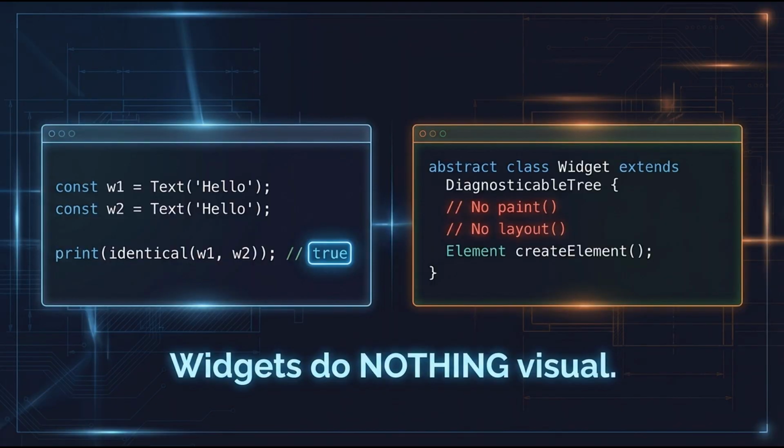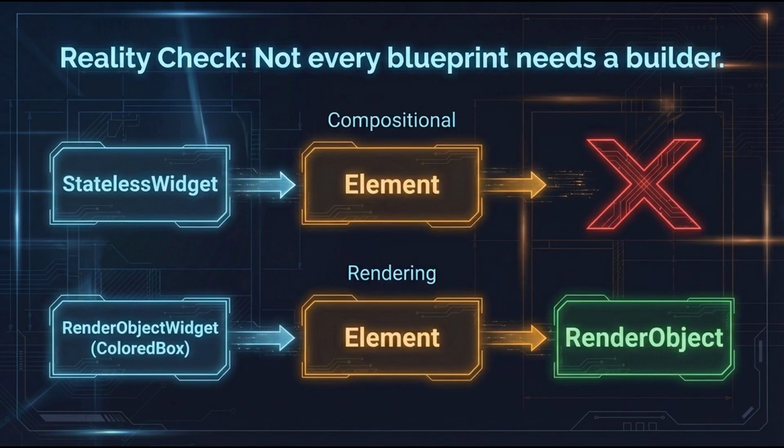Let's prove it. On the left, two const Text widgets. They're literally the same object in memory. identical returns true. On the right, look at the Widget class source. No paint method, no layout method, just createElement. Widgets do nothing visual. But here's a nuance.